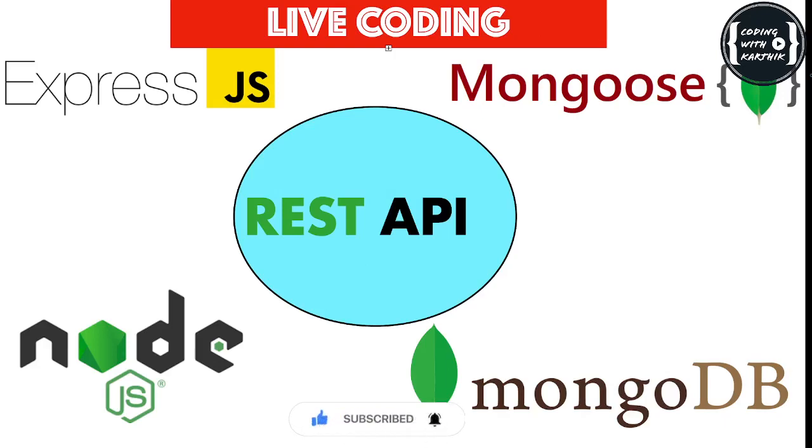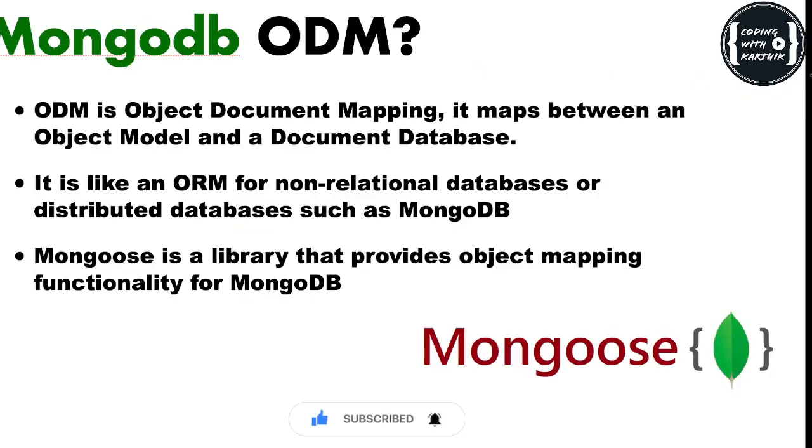So first, what is MongoDB ODM? I think most of you know about ORM, right? Object relational mapping. That is for SQL databases like MySQL, SQL Server, right? But ODM is object document mapping. So it is similar to ORM, but it is for non-relational databases. That means it maps between the object model and the document database.